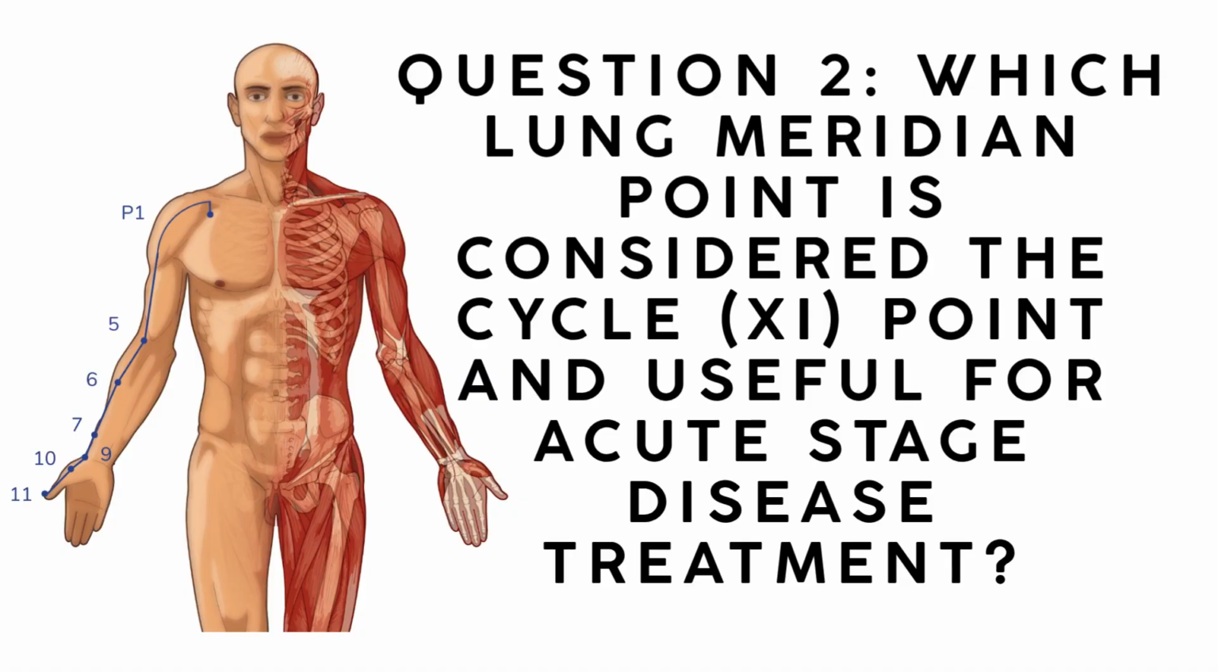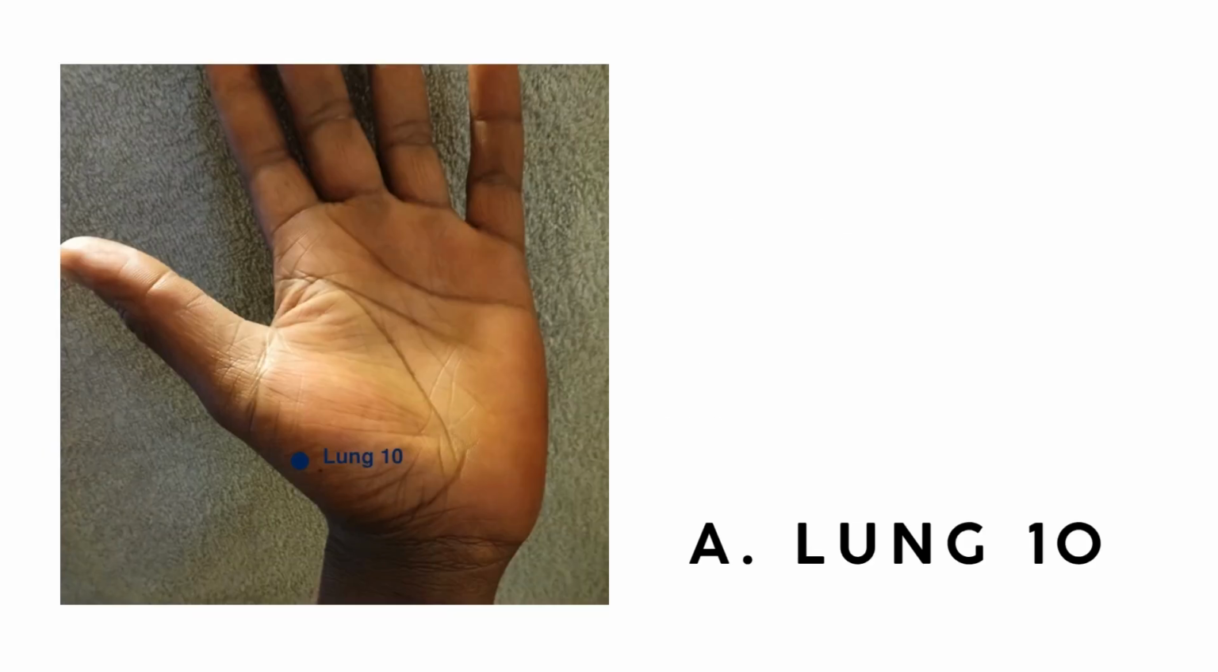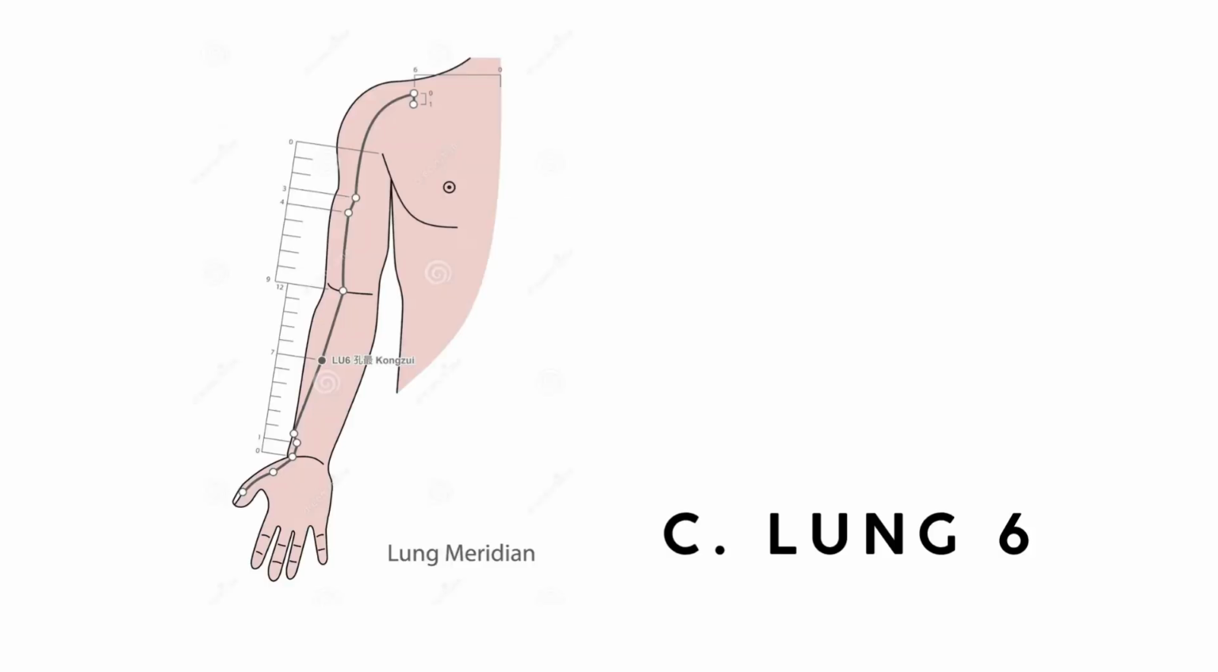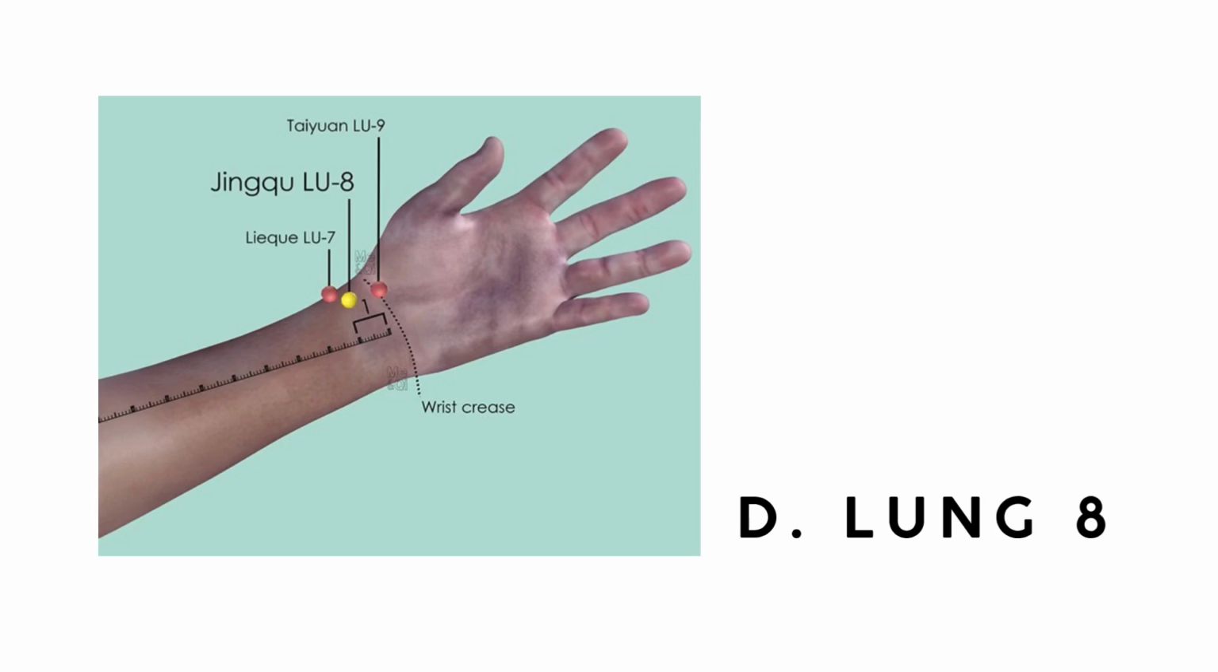Question 2. Which lung meridian point is considered the cleft, Xi, point and useful for acute stage disease treatment? A. Lung 10. B. Lung 7. C. Lung 6. D. Lung 8.